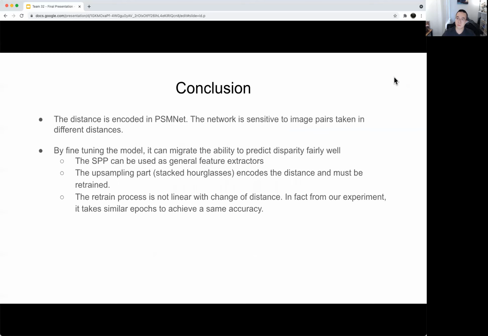From this, we can conclude that the distance is encoded in the pyramid stereo matching network. The network is sensitive to image pairs taken from different distances. Fine-tuning the models can migrate the ability to predict disparity fairly well. Experiments indicate that spatial pyramid pooling module can be used for general feature extraction, but the stack hourglass, which upsamples, encodes the distance and must be retrained. The retraining process takes similar number of epochs to achieve similar accuracy and is not as linear with the change of distance as we thought.